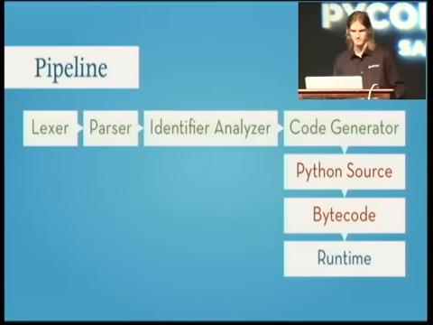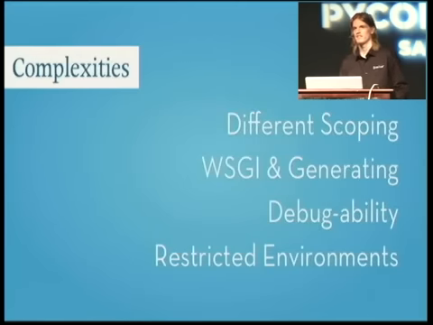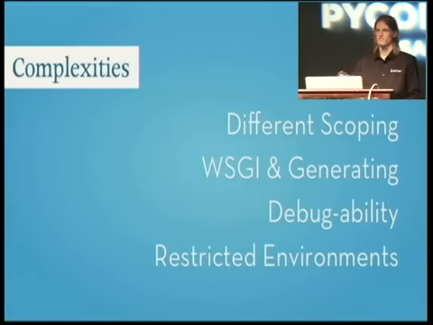All right, so the complexities are basically you have different scoping rules, so they have to be mapped properly to generated code. And the biggest problem I had with Jinja when I created this was that WSGI is generator-based. So if you have a response from your view in Django or in any other framework, you can either create one huge string and pass it to the browser, or you can return a generator, which creates smaller pieces of template code.